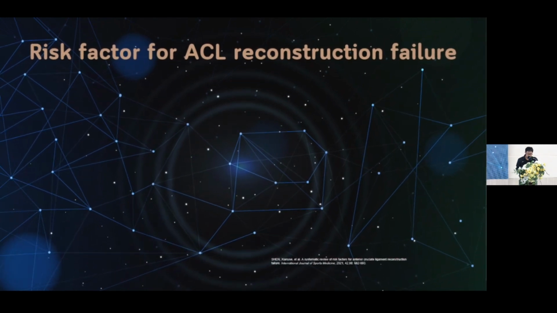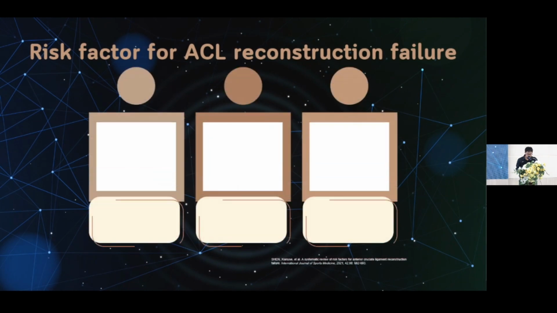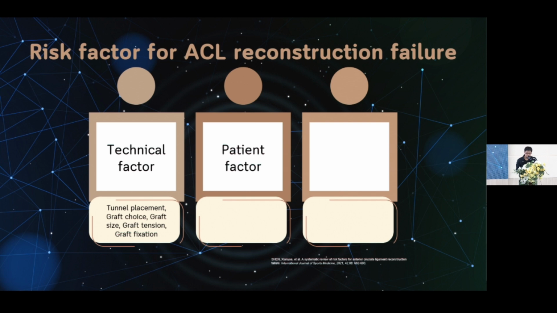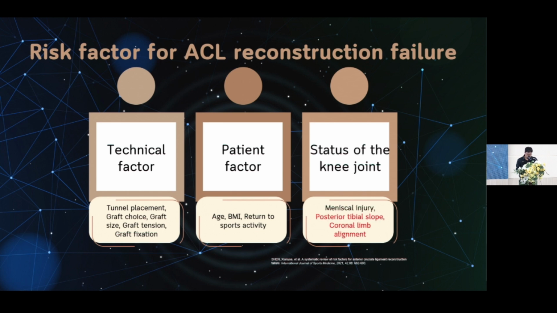When these factors are categorized, they can be divided into three groups. First, technical factors, such as tunnel placement, graft choice, graft size, graft tension, or graft fixation. Second, patient factors, such as age, BMI, and return to sport activities. And the last is the status of the knee joint, such as meniscal injury, posterior tibial slope, and coronal limb alignment.